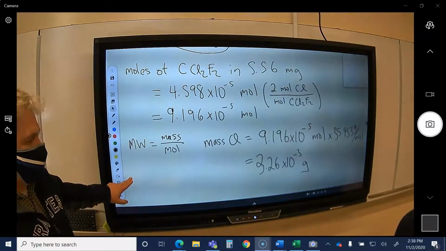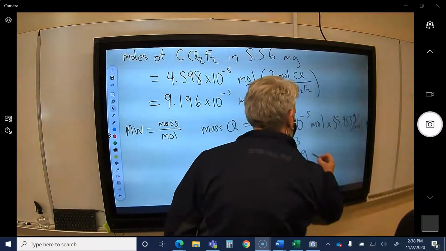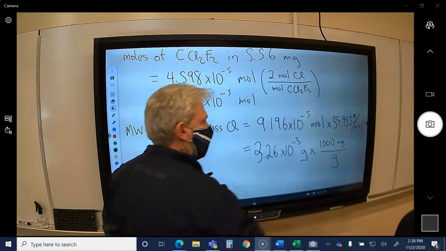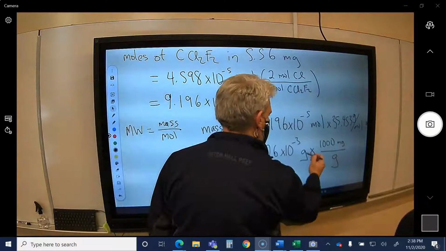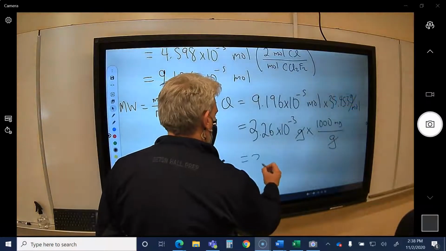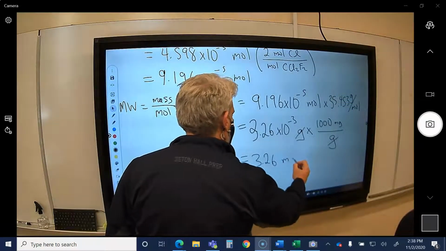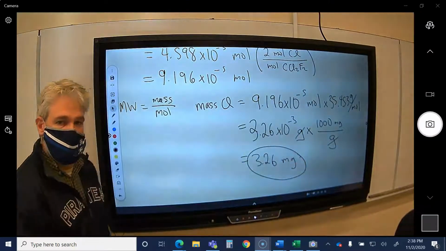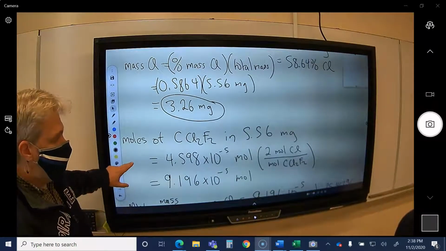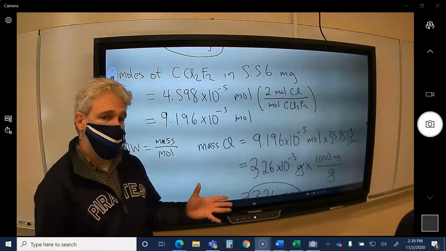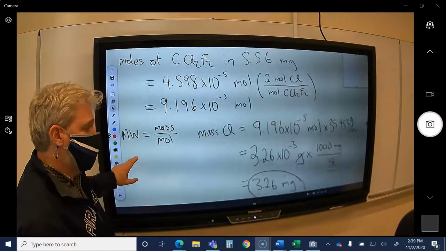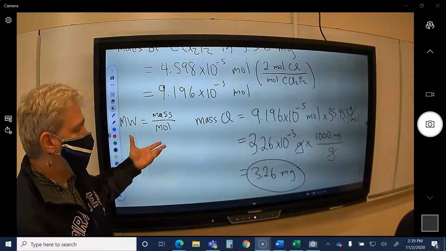And 3.26 times 10 to the minus 3 grams times 1,000 milligrams per gram, if we're just going to do our standard dimensional analysis to convert grams to milligrams, that's going to be equal to 3.26 milligrams. So we get exactly the same answer that we got the first way we did the problem, where we used percent mass. Both of these approach the problem using the same given information. In one case, we think in terms of percent mass. In another case, we think in terms of mole ratios, but we arrive at the same answer.